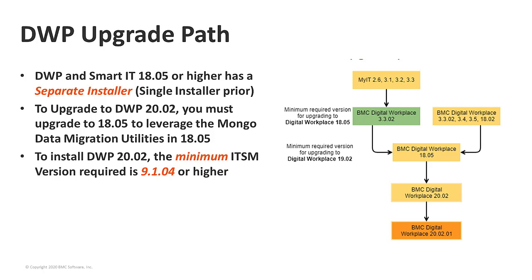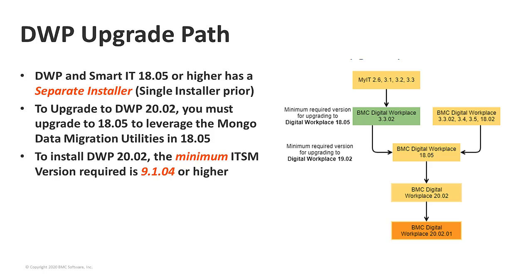Let's look at an example. If you're coming from version 3302 of MyIT, you will have to first upgrade to 1805, which will create a new DWP database depending upon the configuration you choose. As part of this installation, you will run the data transfer and social migration utility. The social migration utility has to run in order to bring the Mongo data to this newly built DWP database. As you know, with 1805 version, we no longer required the Mongo database.